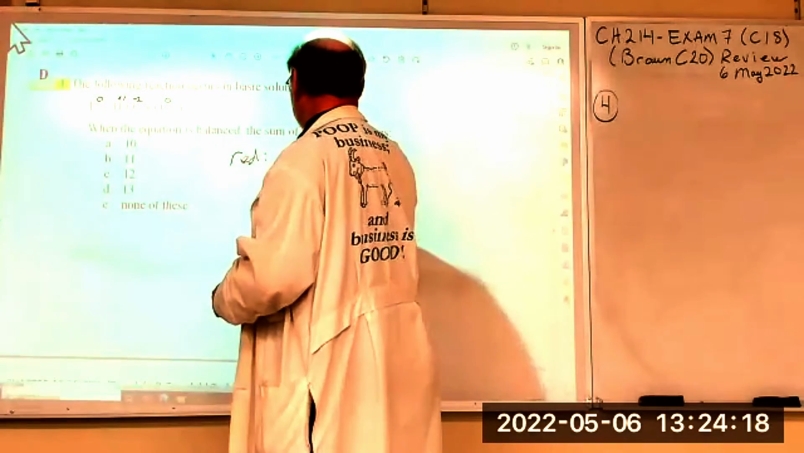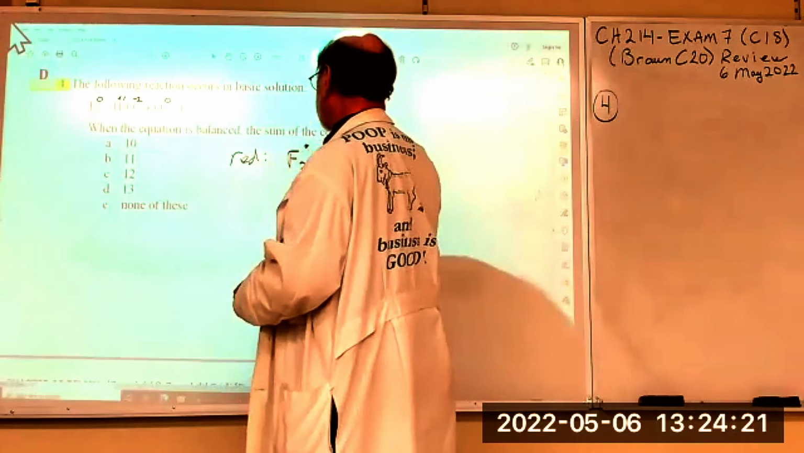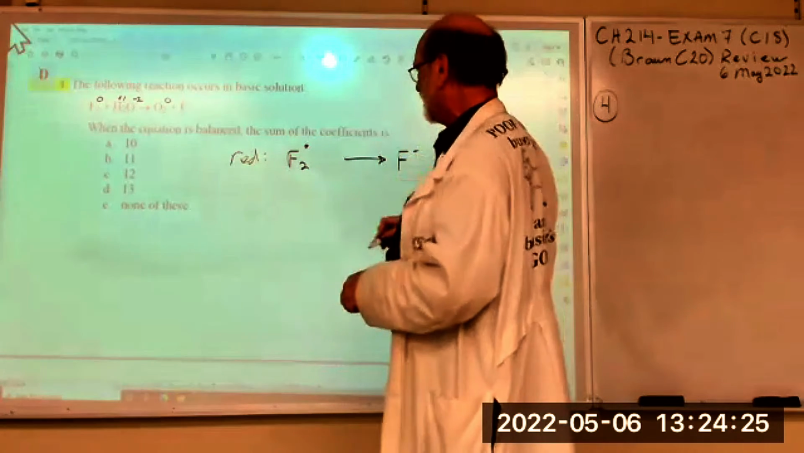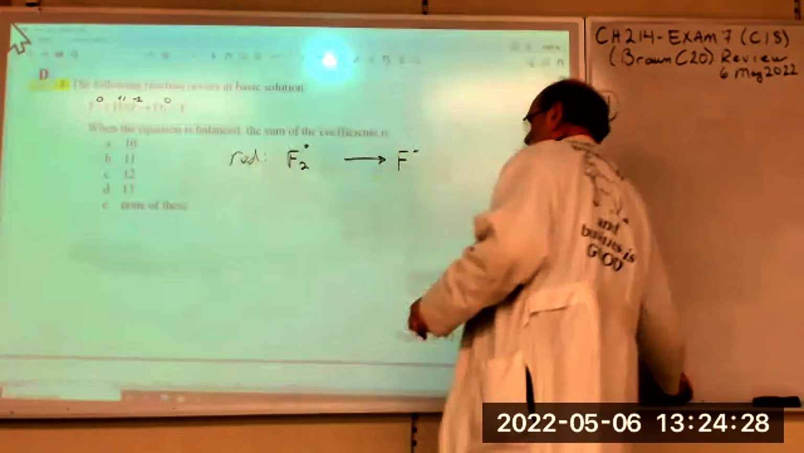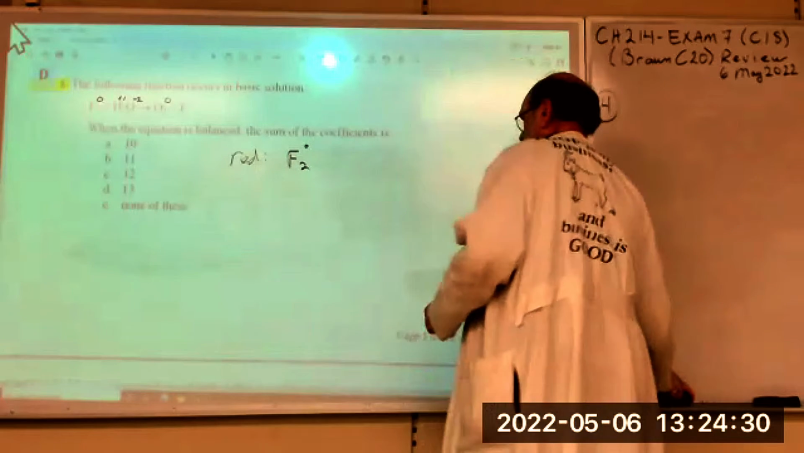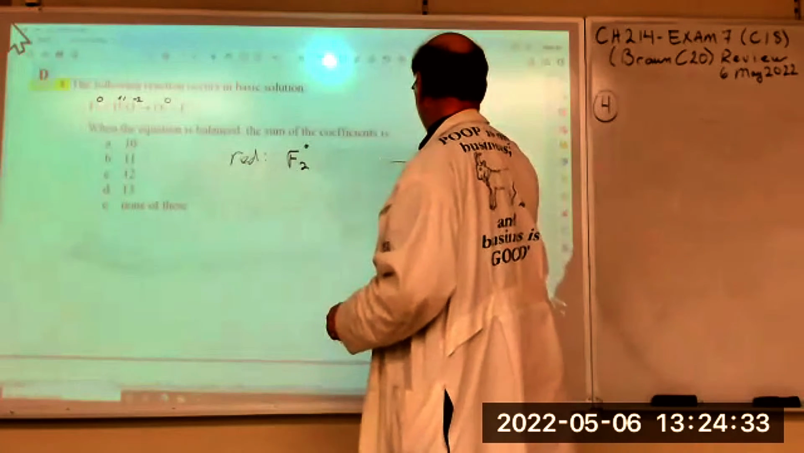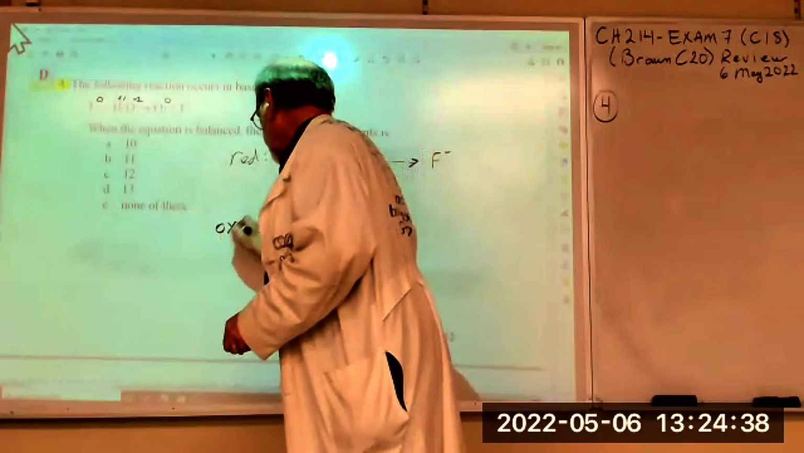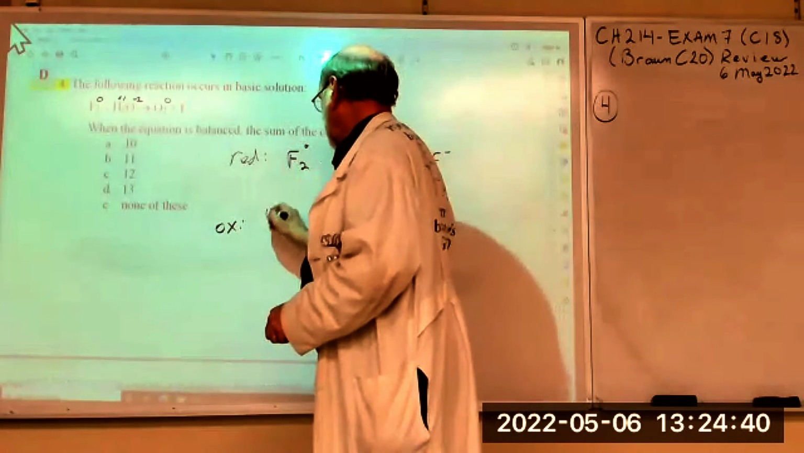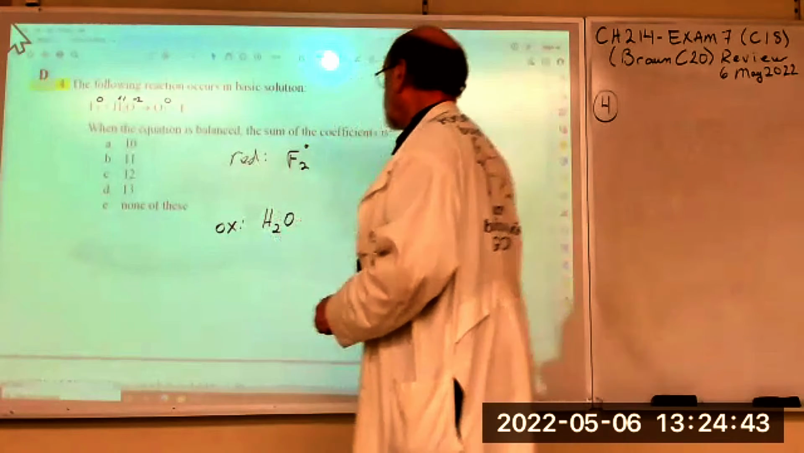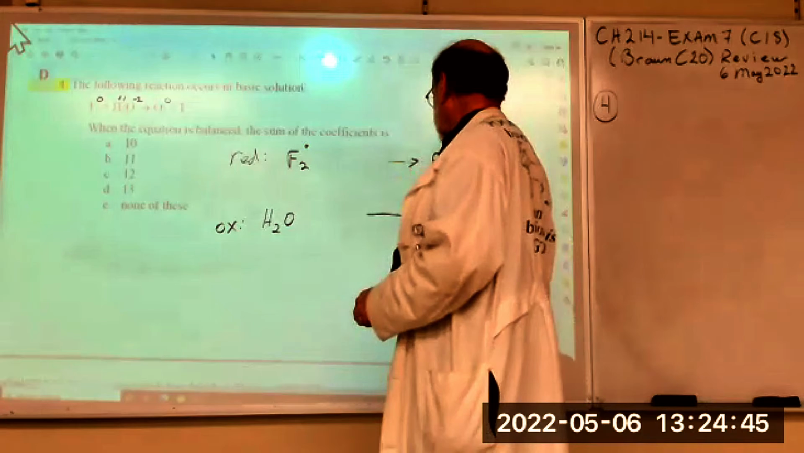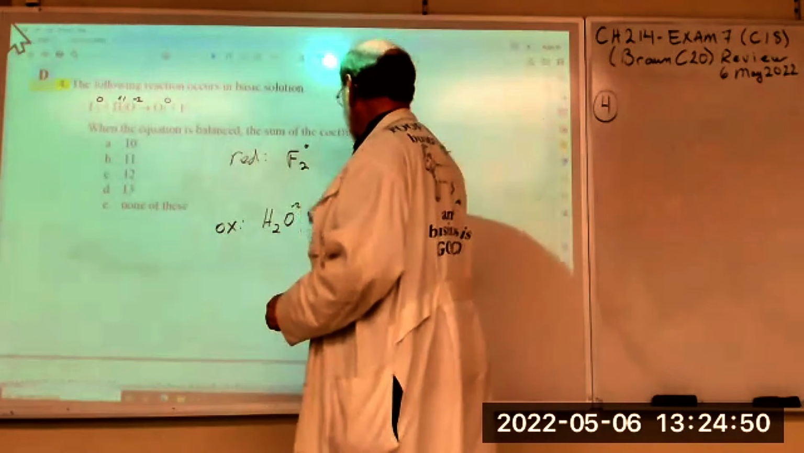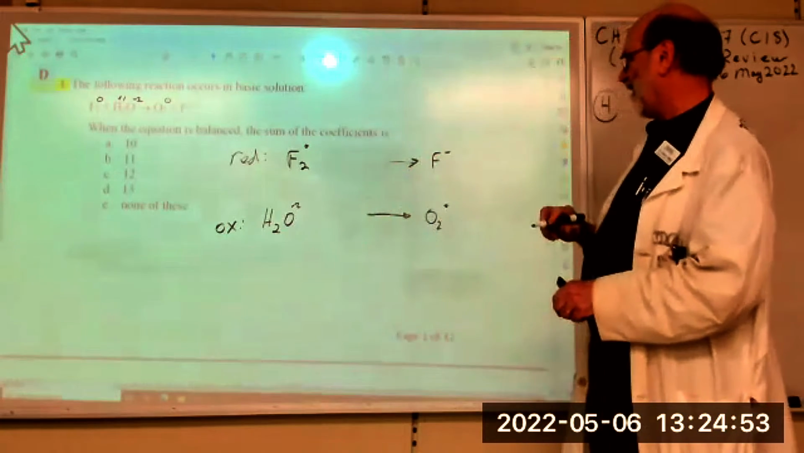Reduction step is fluorine to fluoride. Okay. And let me see, I better give myself some more room here. There we go. And the oxidation step would be what's left over: water to oxygen. So we went from -2 here to 0.